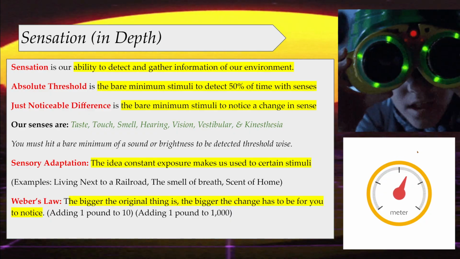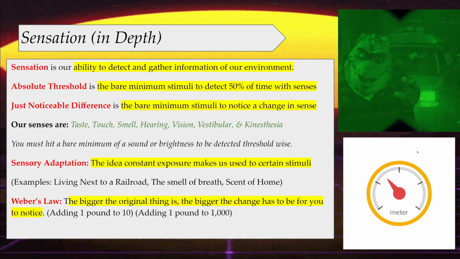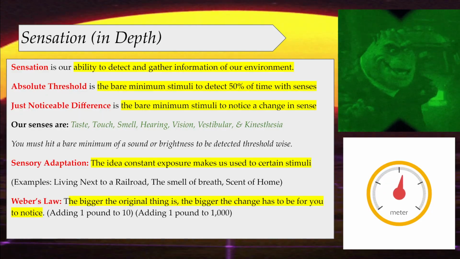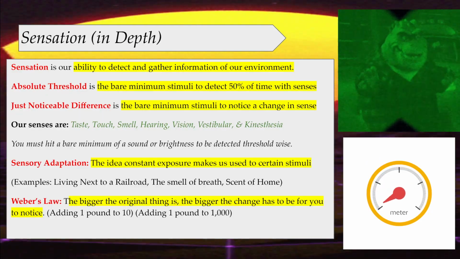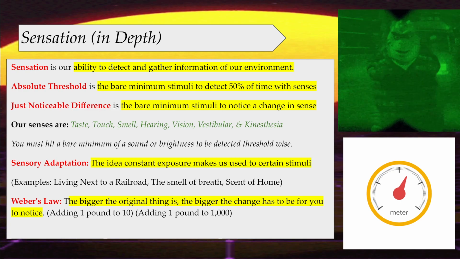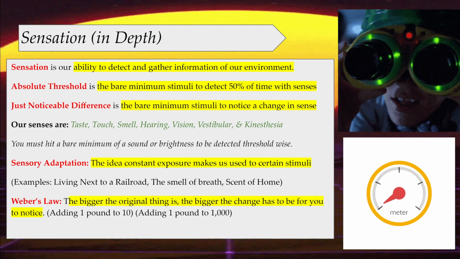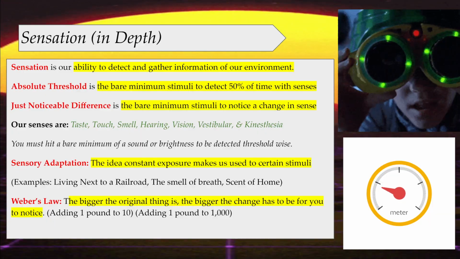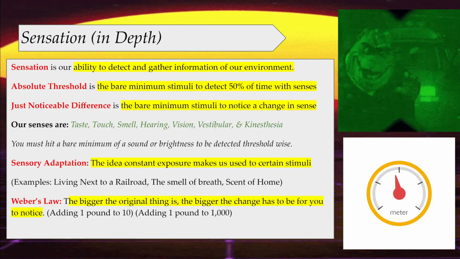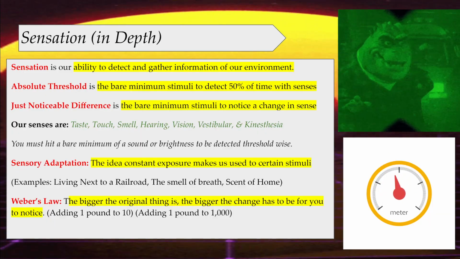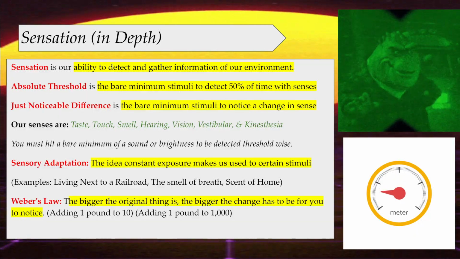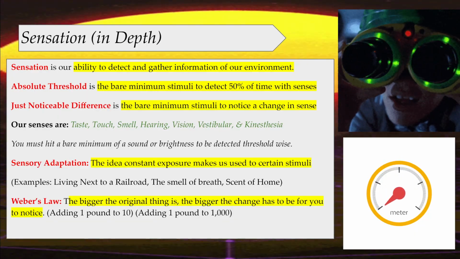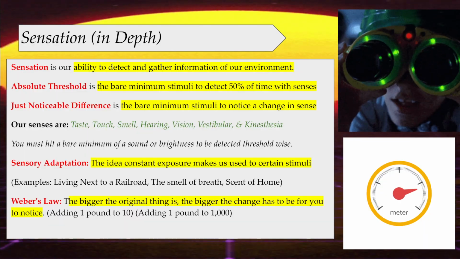So in our last video, we talked about many of these terms: sensation, absolute threshold, and just noticeable difference. But we also have another idea called sensory adaptation. This is the idea that if we're constantly exposed to some type of sensation, like a sound or smell, we get used to it and we kind of ignore it. So things like living next to a railroad. When you first move next to a railroad, you might notice every single train that goes by. But if you've lived there for a while, your brain just kind of blocks out that sound. You get used to it and accustomed.